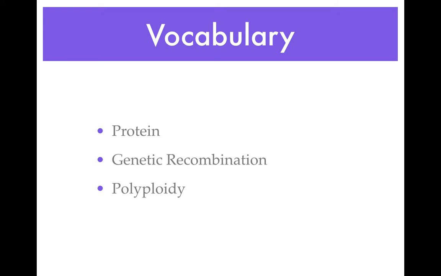And the third thing is polyploidy. Polyploidy is having an extra entire set of chromosomes. That can happen in plants. It can happen in a few animals, but most of the time it's not good. But when it happens in plants, it turns out to be a good thing, especially if you're a farmer.